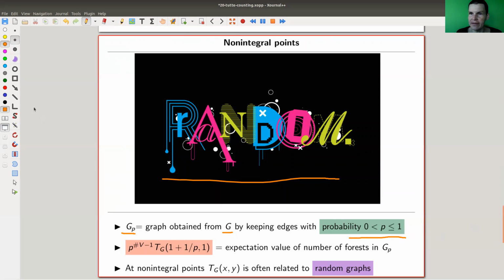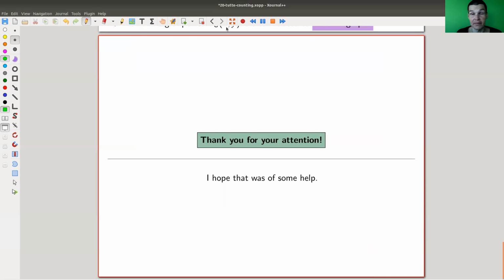And then you can look at the Tutte polynomial at this value here, which is clearly not an integer value because you have 1 plus 1 over p, and p is not 1. But let's say p is something like a half, and this would be the expectation value of the number of forests in the graph, which is kind of cool. So non-integer points often count something related, like expectation values of random graphs, and that's very great. Not just the integer points count something interesting, also the non-integer points count something interesting.